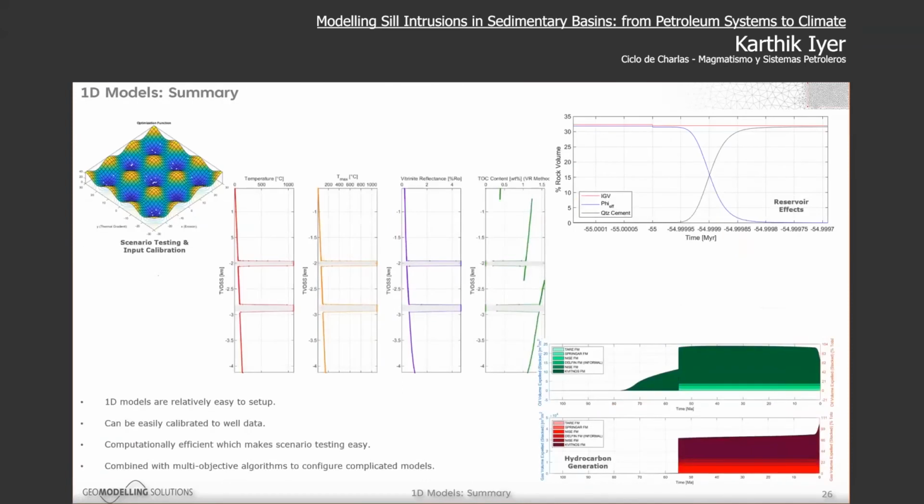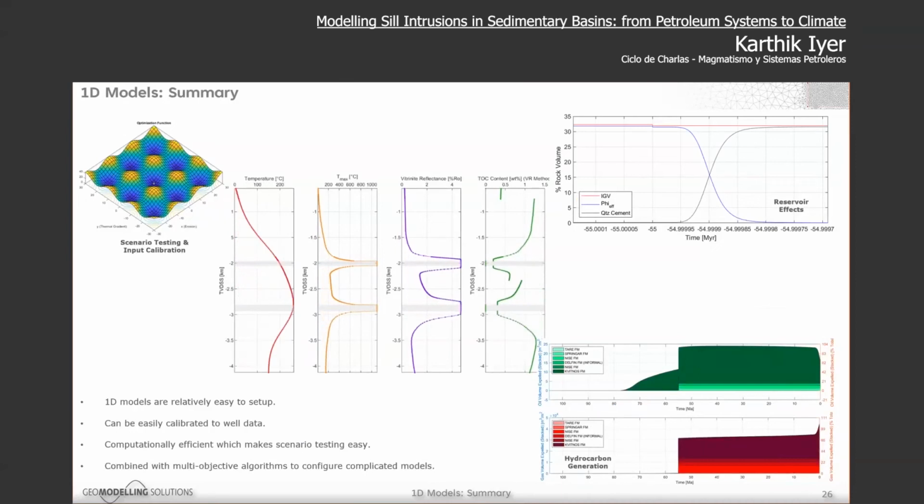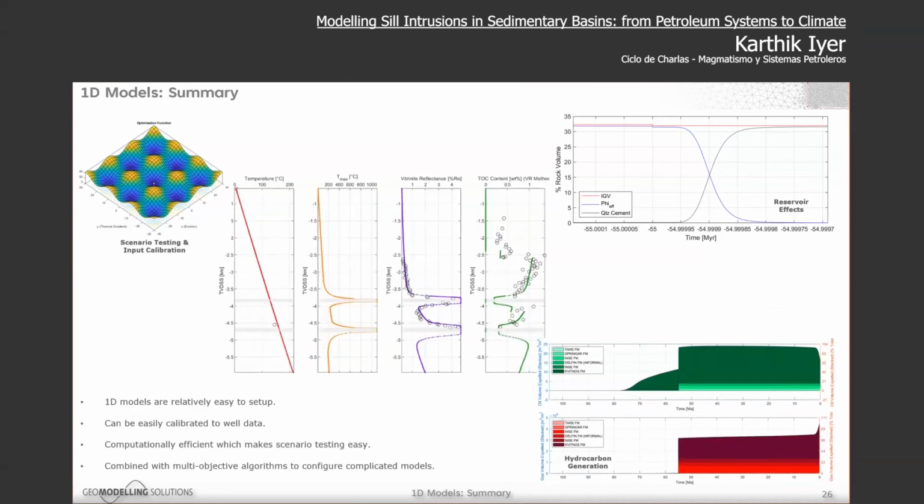So in order to summarize, I really like 1D models. They're very easy to set up. They're very easy to test. And you can then combine it over a large scale to see what's happening on a basin scale. Even for complicated models, we have these multi-objective algorithms we can combine it with to try to figure out what's the best fit there.